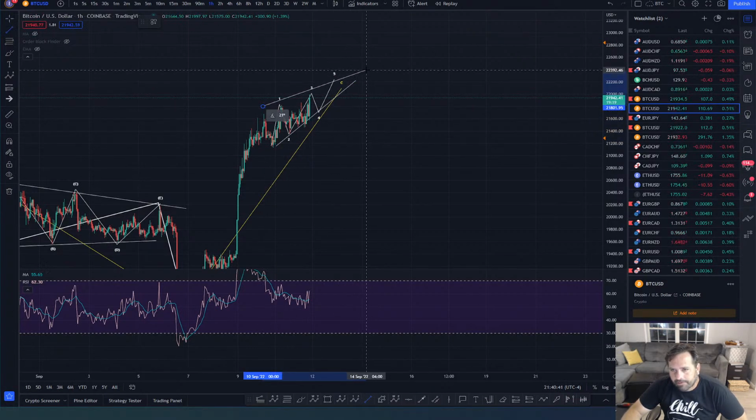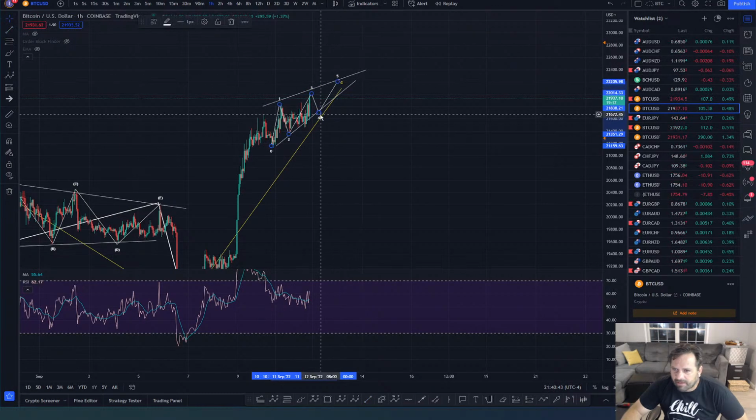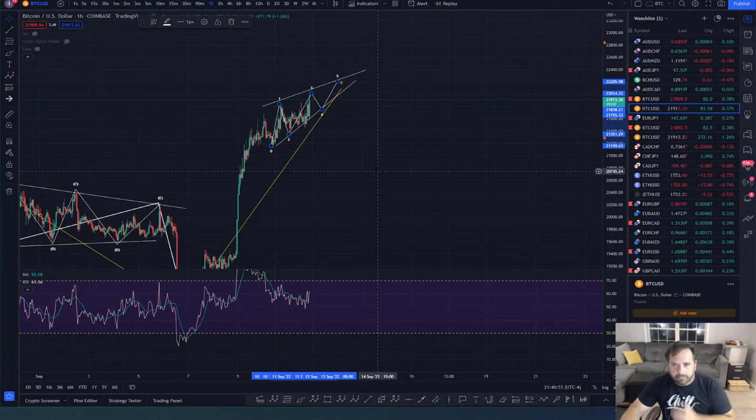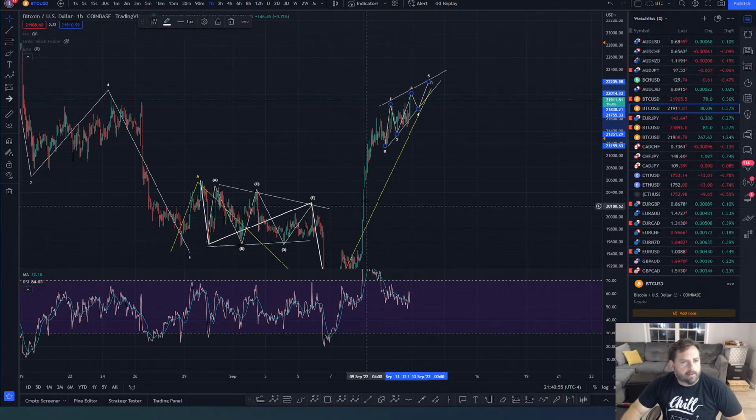Whenever it does what it's doing, everything's 3 waves, guys. Everything's 3 waves, just constant. So, yeah, that's probably a likely scenario there. Yeah, that's the way I'm looking at the charts, guys.